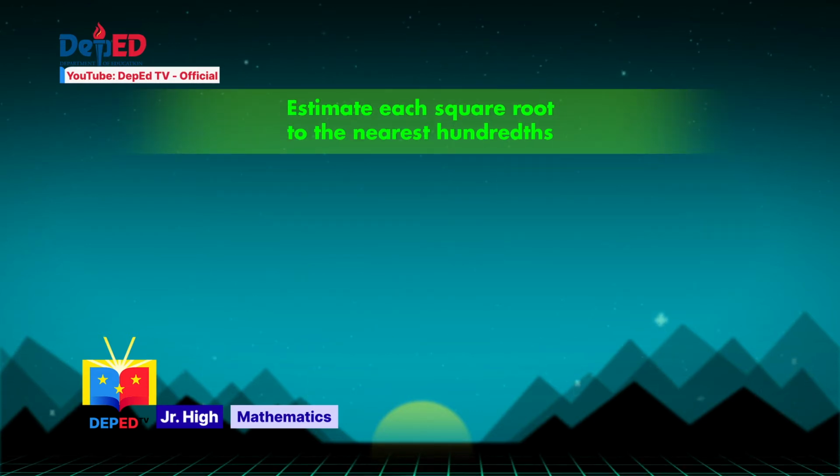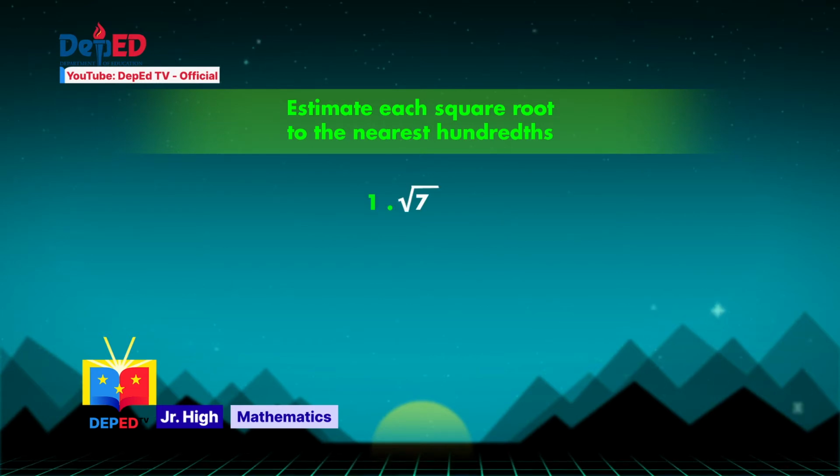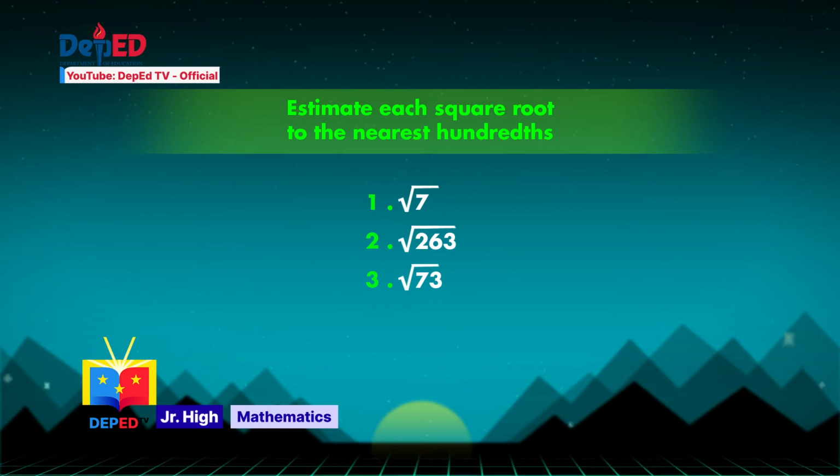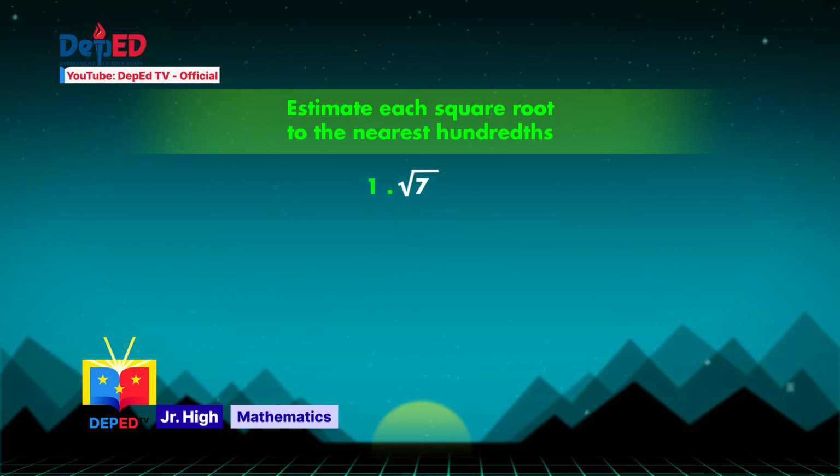Estimate each square root to the nearest hundredths. Number 1. Square root of 7. Number 2. Square root of 263. Number 3. Square root of 73. For number 1, we know that 7 is not a perfect square. So let us estimate the square root of 7 by following the steps.